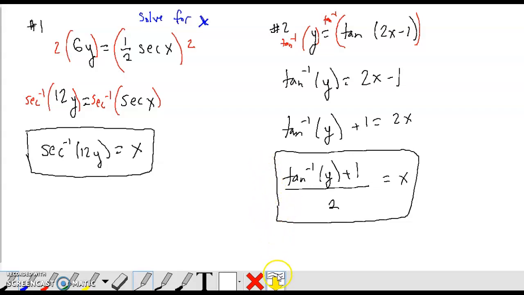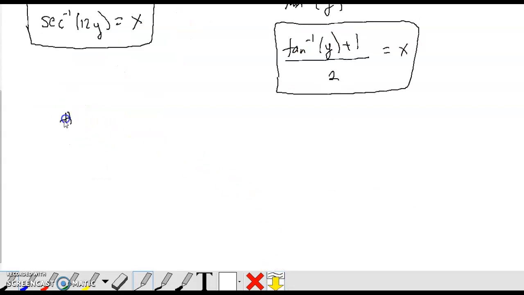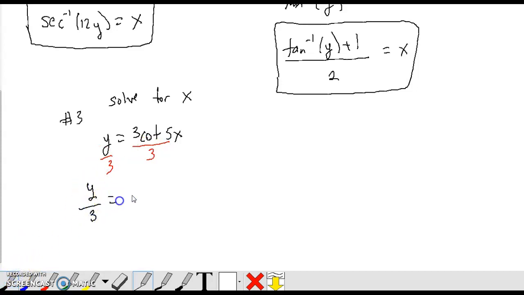So let's try one more. Again, let's solve for x. y is equal to 3 cotangent of 5x. So pause the video, try this problem on your own, and see if you get the same answer. All right, coming back from the pause, the first thing we should have done is divide everything by 3. So this will become y over 3 is equal to cotangent of 5x.